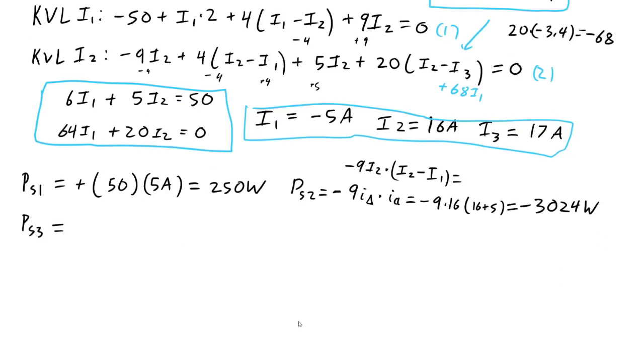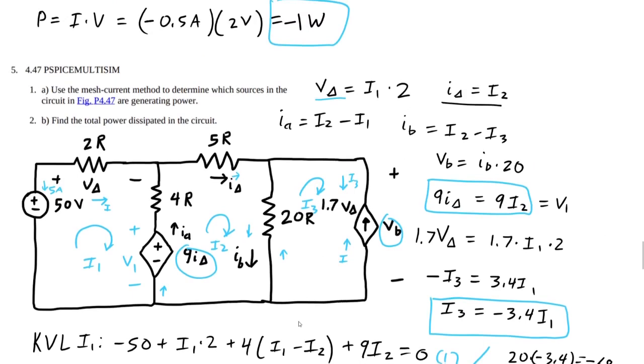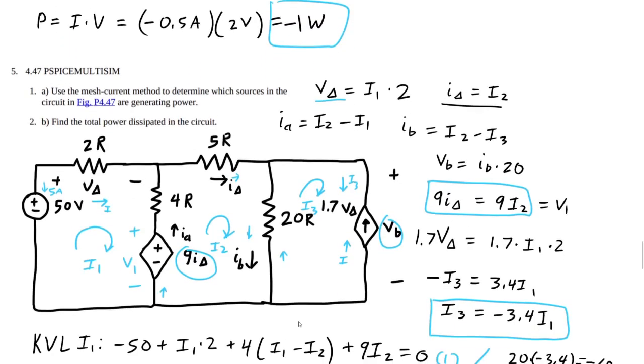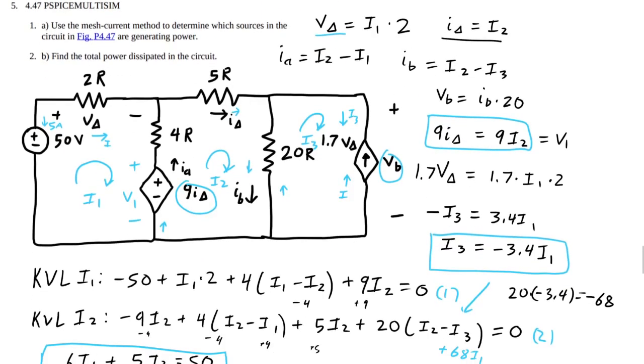Let's do the same thing for the dependent current source. All right, so someone's calling. Okay, anyway, so I3 is going that way.